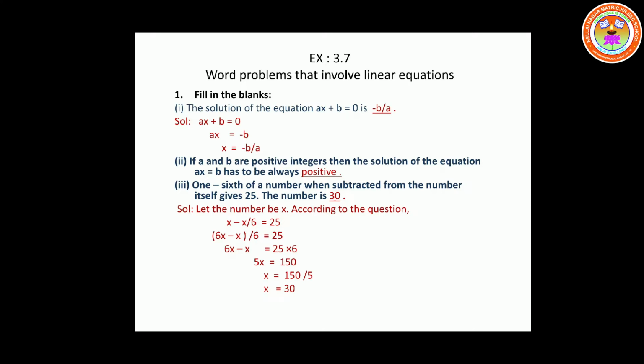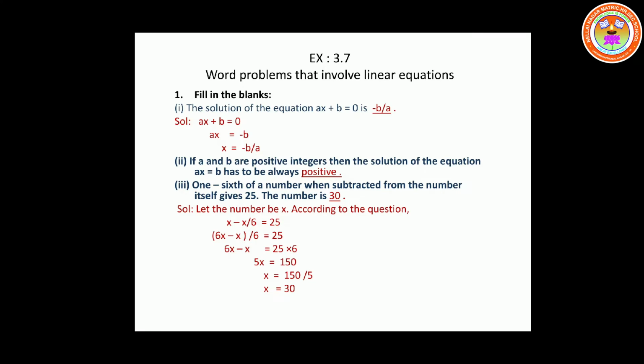1/6 of a number when subtracted from the number itself gives 25. What is the number? So the clue is 1/6 of a number when subtracted from the number itself gives 25. This statement I first have to convert into an equation. So now let us begin the solution. I need to find what the number is, right? So the number which I don't know, I'm going to take as x. Let the number be x.